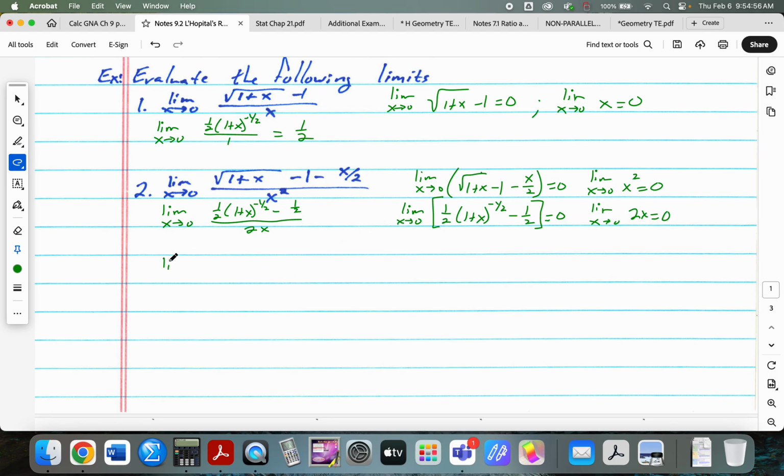So this is going to be the limit as x goes to 0 of negative 1/4 times 1 plus x to the negative 3/2 all over 2. Well, now I know I'm not going to be able to use L'Hopital's rule again because the denominator is 2. So that's going to be negative 1/4 over 2, which is negative 1/8.